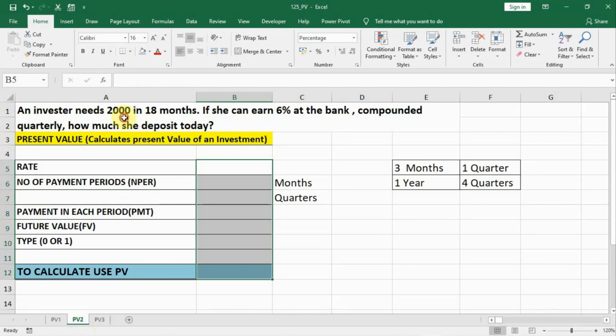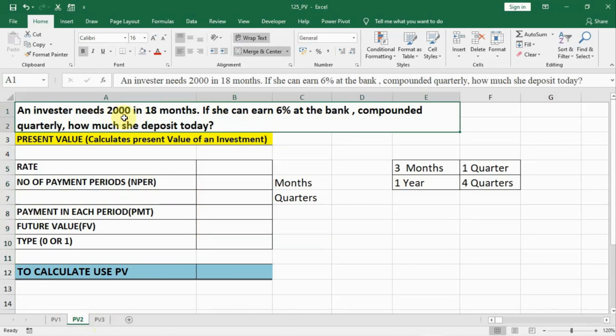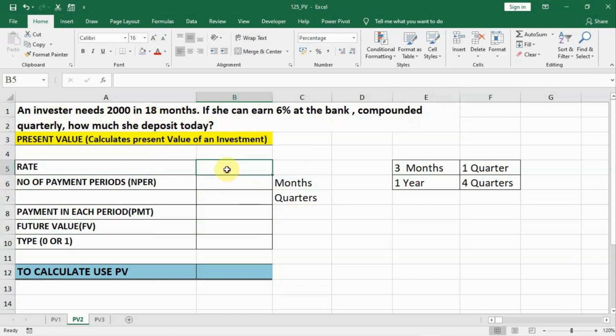So let us see another example. This example says that I need to have 3,000 rupees after 18 months, and the interest is 6% compounded quarterly. So what should I deposit right now? My rate is 6%, I'll write down here 6%. Number of payment periods: we are having 18 months. So we have to convert it to quarters, as the interest will be compounded quarterly. We'll write this equal to 18 divided by 3, because a quarter is made up of 3 months. So we are having 6 quarters.